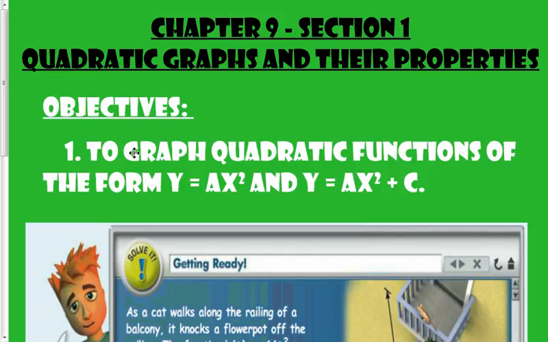Chapter 9, all about quadratic functions. And in Chapter 9, Section 1, what we're going to talk about today is the graphs of quadratic functions, focusing around this goal of specifically graphing quadratic functions of the form y equals ax squared and y equals ax squared plus c. A lot of times with quadratic functions, there's also the bx in between, so a number and the variable x, but we're just going to focus on these two today.